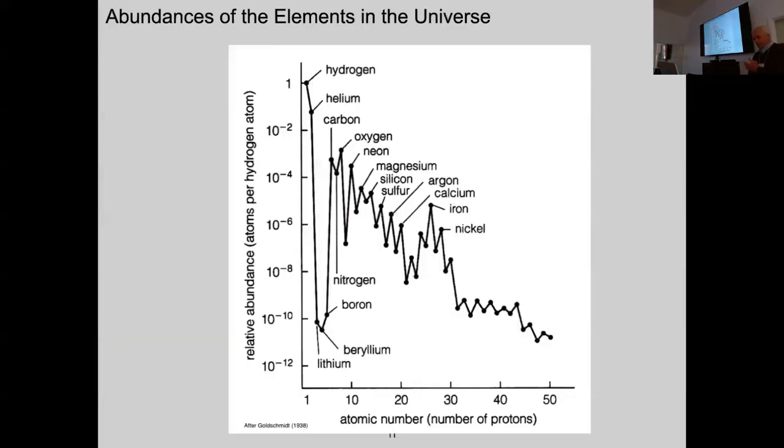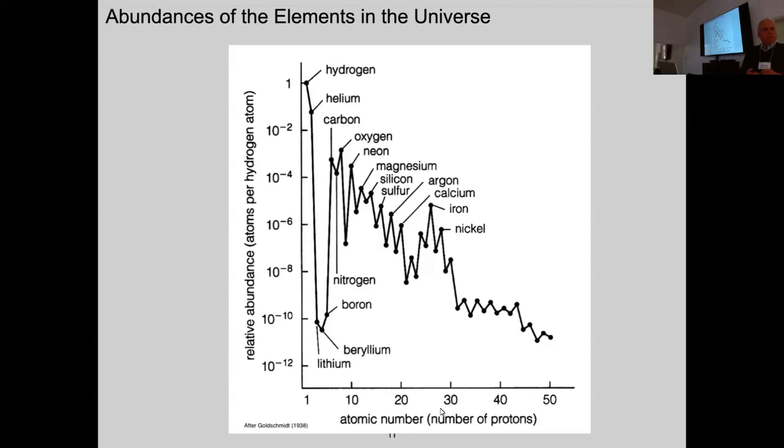Okay, now here's something new. This is the abundance of the elements, the relative abundance of the elements versus how big they are. So along the bottom is the atomic number, which is just the number of protons in the nucleus. And each time you add a proton, you get a new element. That's how elements are defined. So hydrogen has 1 proton, helium has 2 protons, lithium has 3 protons, and then it goes on. Iron has 26 or something.